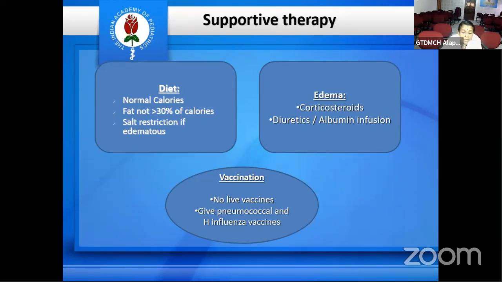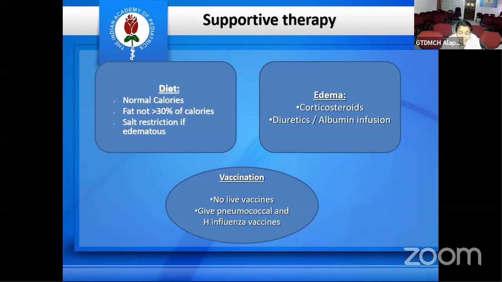Diet: normal calories. Since there is hyperlipidemia, you have to restrict fat to less than 30% of the calories. And salt restriction if the child is edematous. In the treatment of edema, corticosteroids itself act as a diuretic. If there is severe edema, you can give diuretics, mainly loop diuretics, furosemide. And if it is not controlled by furosemide, you can give albumin infusion.